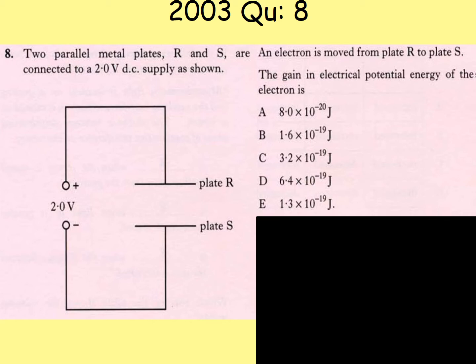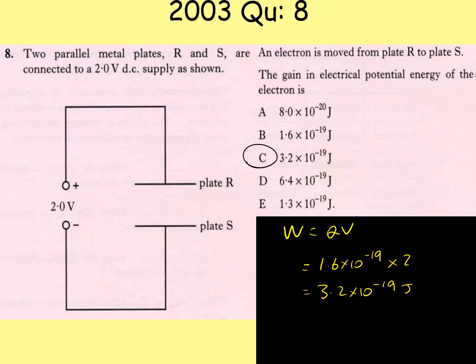The gain in electrical potential energy is exactly the same as the work done. W is equal to QV. We should know the charge on an electron because that's given within the datasheet. So that's 1.6 times 10 to the negative 19 multiplied by a potential of 2 volts, giving us an overall amount of work done as 3.2 times 10 to the negative 19 joules. Work done is equal to the electrical potential energy gained, and so our answer is C.